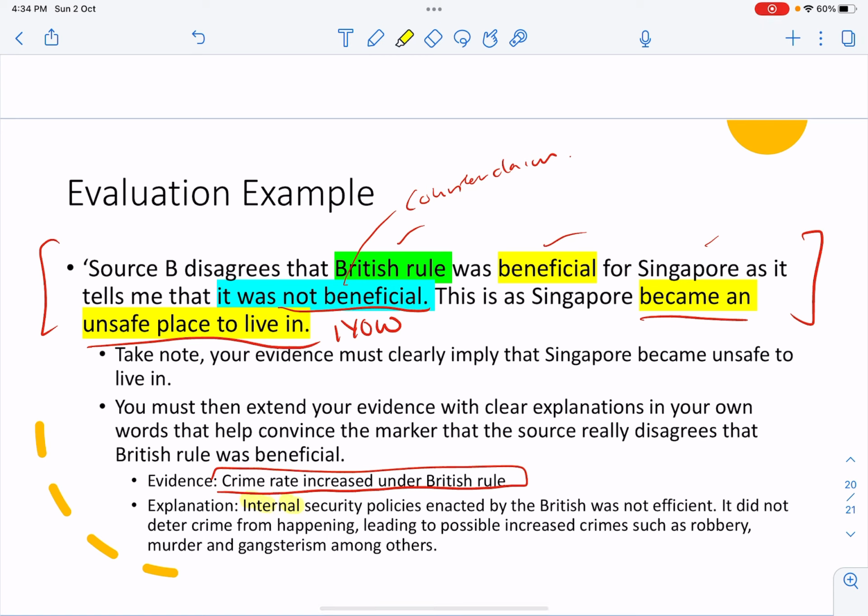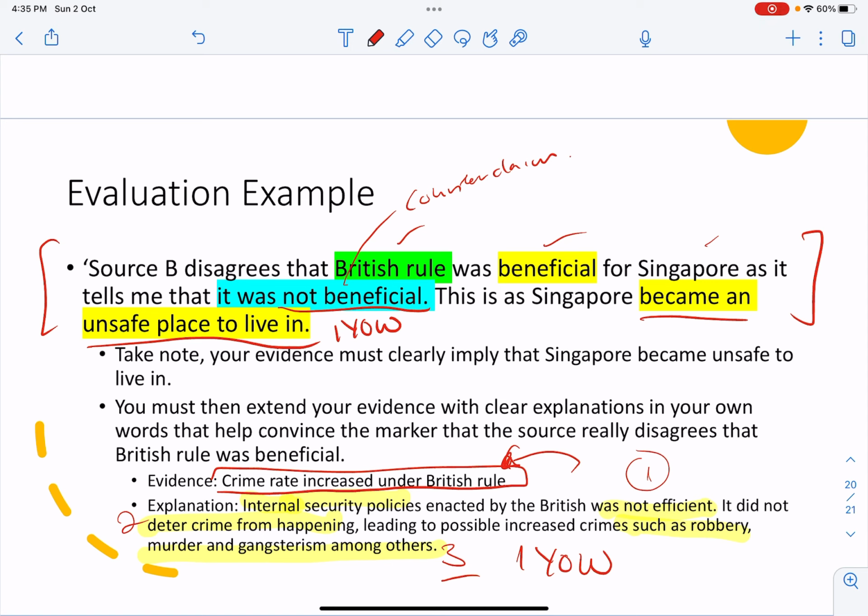This implies internal security policies by the British was not efficient. 1 explanation point. It did not deter crime from happening. 2 explanation points, leading to possible increased crime such as robbery, murder, and gangsterism, among others. 3 explanation points. I created 3 explanation points in my own words based on this one simple line here, that crime rate increased. So what? Internal security policies not effective. Crime is not deterred. Robbery, murder, gangsterism still exists.